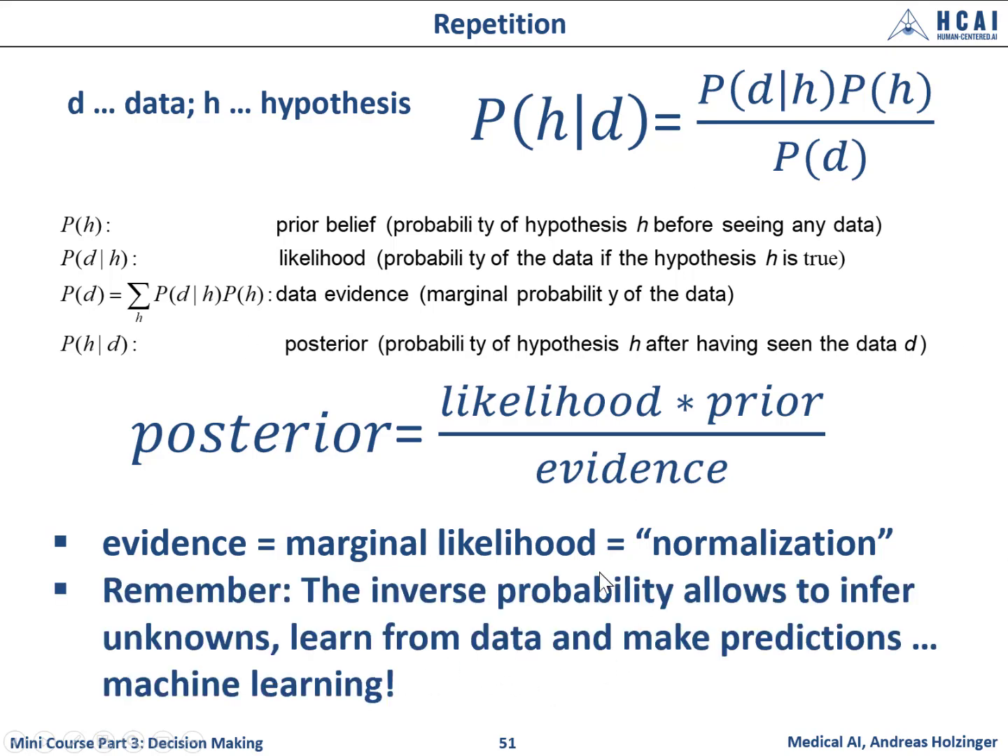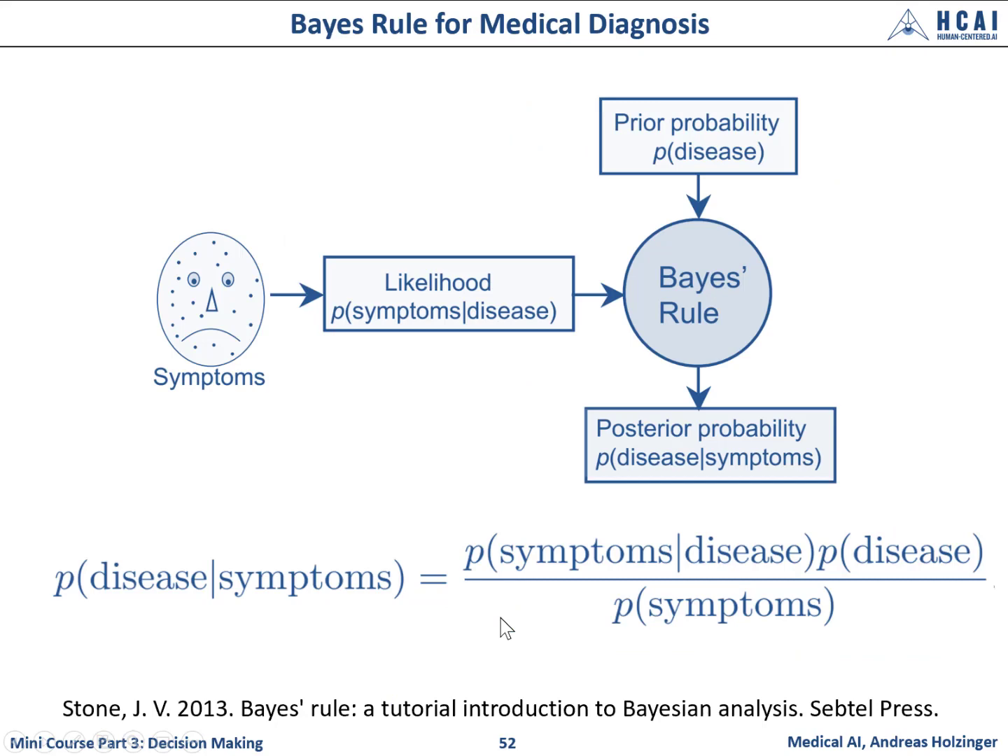So remember, the inverse probability allows us to infer these unknowns, learn from data and make predictions. And this is the grand goal of machine learning: to make predictions, to look into the future, so learning from examples and to prospect into the future. And this you do on your daily basis, for example, when you apply Bayes rule for medical diagnosis.